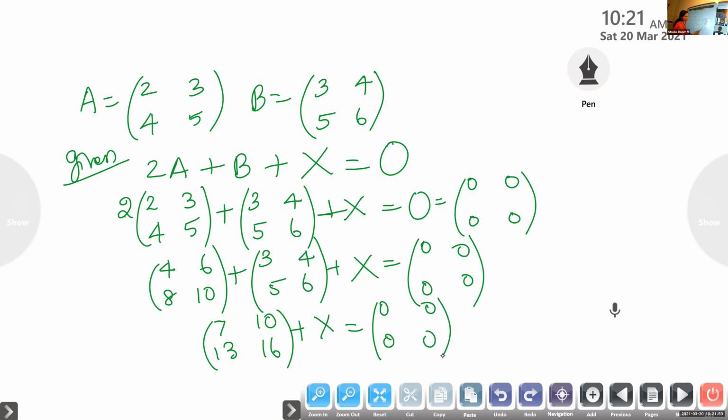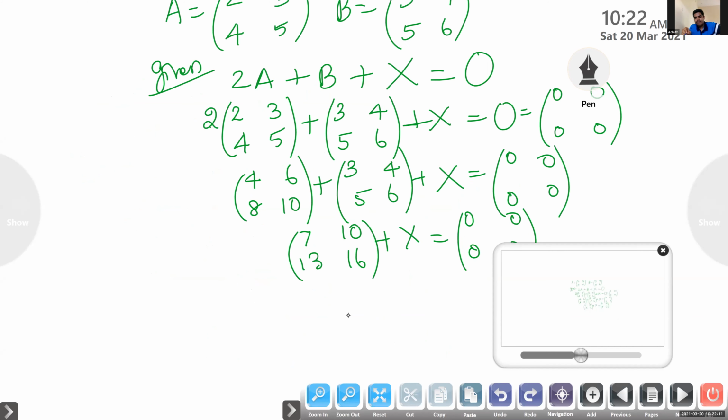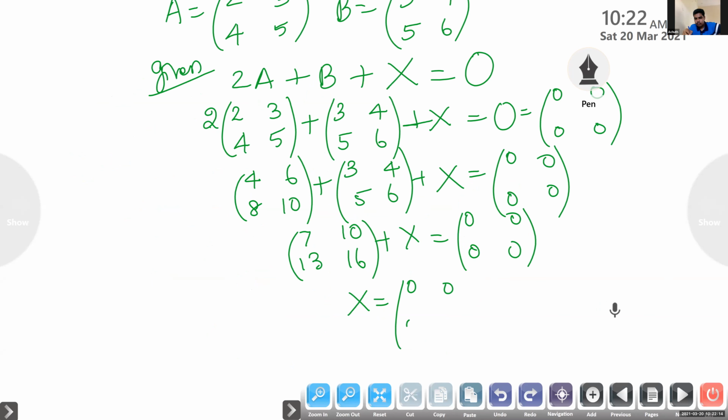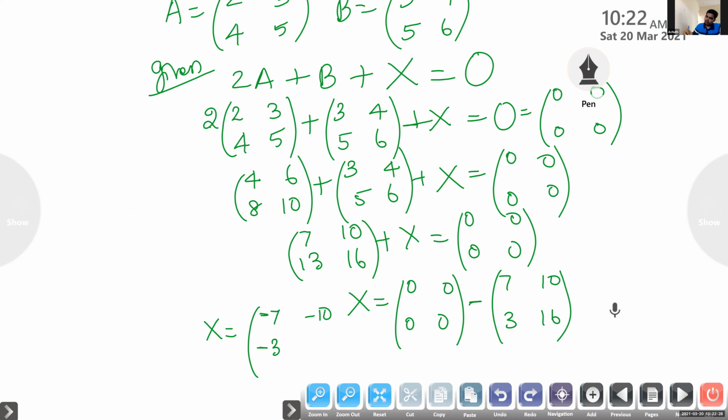Therefore, what is X? How do we solve a linear equation? Same procedure only. Look here. This is the method we use to solve a linear equation for finding the unknown. Same method we are using here. Here, what is X? X is 0, 0, 0, 0 minus 7, 10, 13, 16. So X is equal to the matrix minus 7, minus 10, minus 13, minus 16.